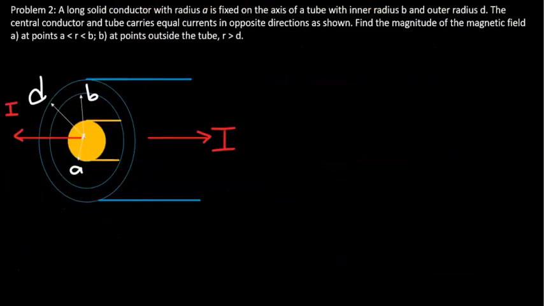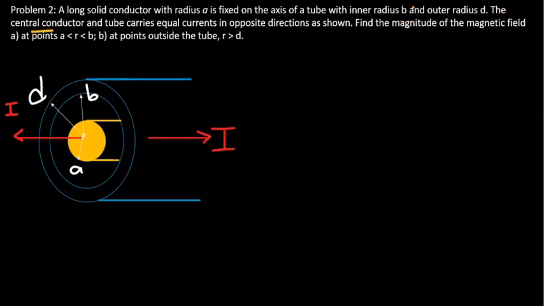Let's look at another application of how to use Ampere's law. You have a long solid conductor with a radius A. So that is the central conductor shown in yellow right there, the radius of which is A. And this conductor is fixed on the axis of a tube with inner radius B and outer radius D. So you have this blue color hollow tube with inner radius B and external radius D.